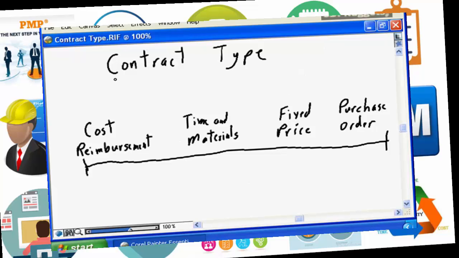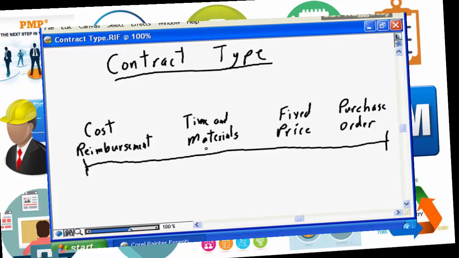A key component for procurement planning is to determine the appropriate contract type. Contract types can range from cost reimbursement through to time and materials to fixed price to purchase order. What do each of these contract types mean? Cost reimbursement consists of an agreement between the buyer and the seller where for every unit purchased, the buyer agrees to pay for all of the costs the seller incurs to provide that unit, plus an agreed upon percentage markup to cover profitability from the seller's viewpoint.